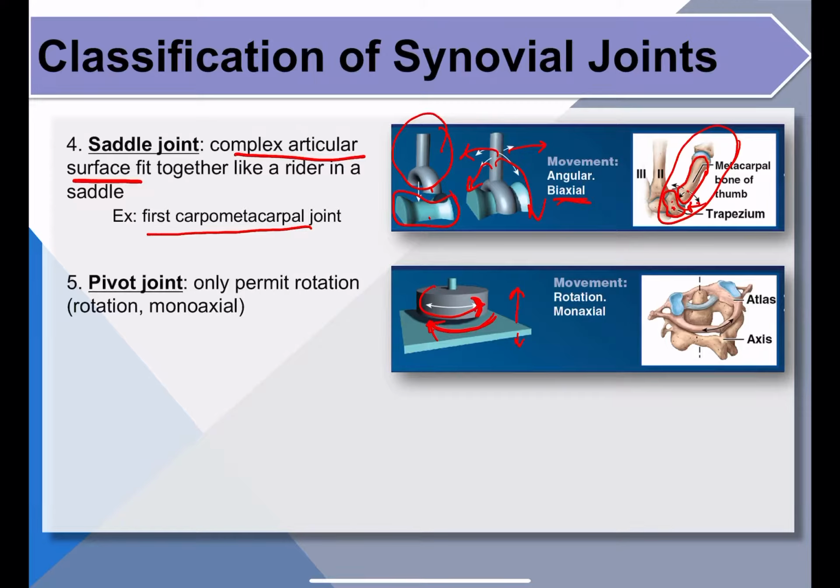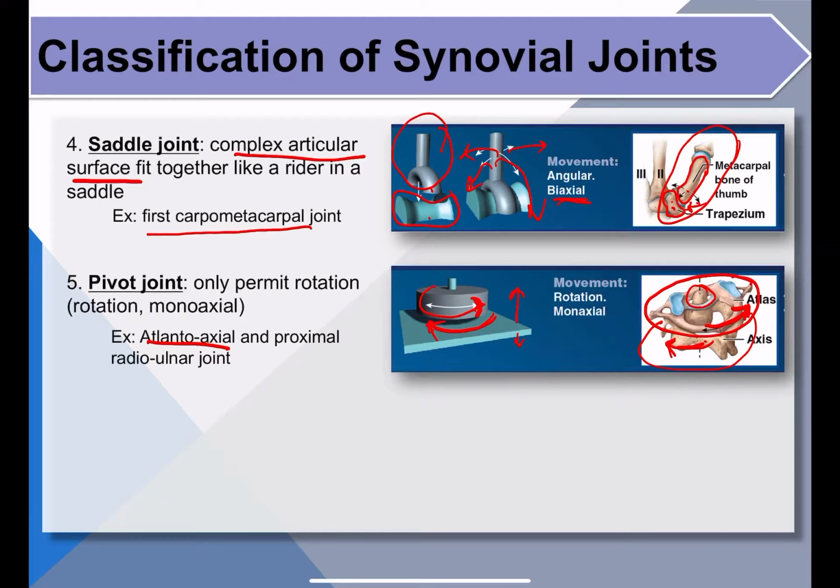A good example of that is the atlantoaxial joint that allows for medial and lateral rotation to turn our head left and right. This is your atlas and this is your axis, and atlas fits into axis with the dens right here and allows for the twisting of your head this way or this way by these bones rotating against each other.